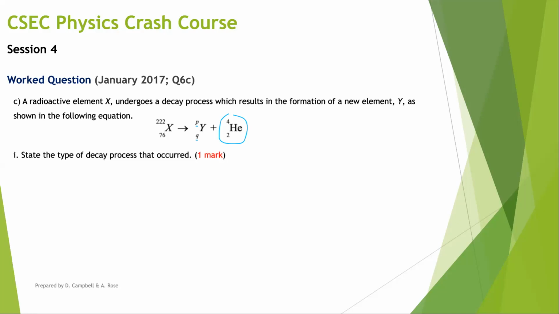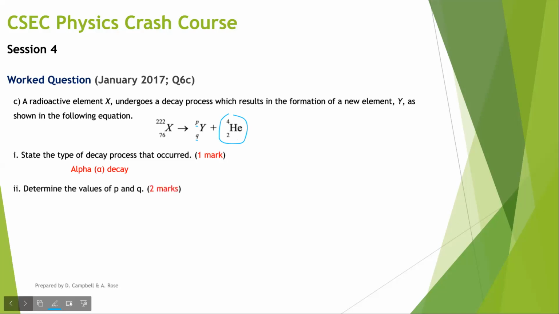So we are now asked to state the type of decay process that has occurred. And the big giveaway there, of course, is the helium nucleus. As we mentioned earlier, once you see the helium nucleus, you know that it's alpha decay because the alpha particle is analogous to the helium nucleus.